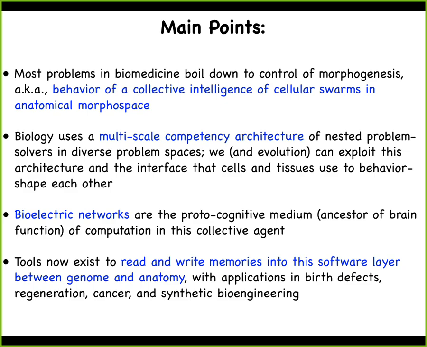I'm going to emphasize that biology uses a kind of multi-scale competency architecture, which consists of hierarchical problem solvers in various problem spaces. And we, and evolution, and various parasites, and so on, can exploit this kind of architecture and the interface that cells and tissues use to shape each other's behavior. I'm going to, in particular, tell you that bioelectrical networks are a large part of the medium through which this collective agent processes information, and they're basically the ancestor of the nervous system and brain function.